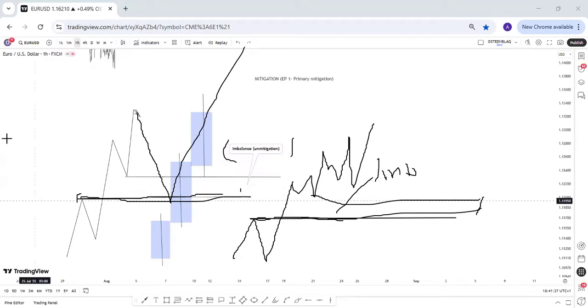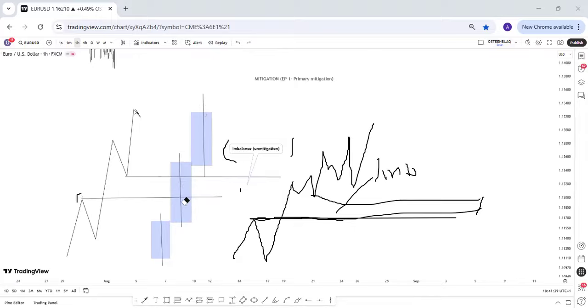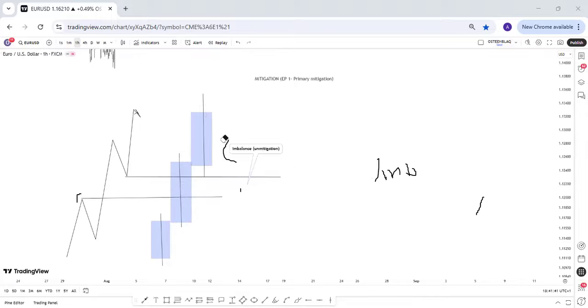So let us get to the chart now and see chart examples before we call it a day.